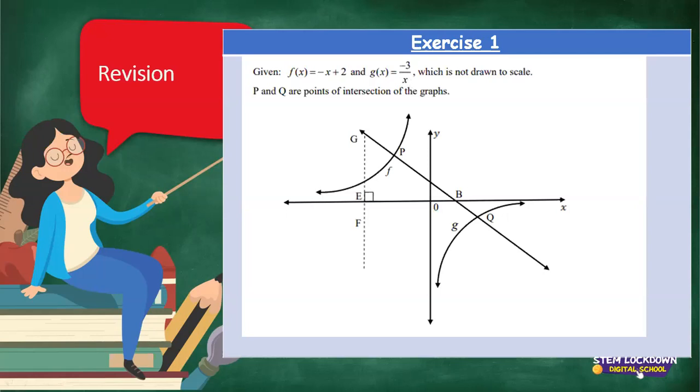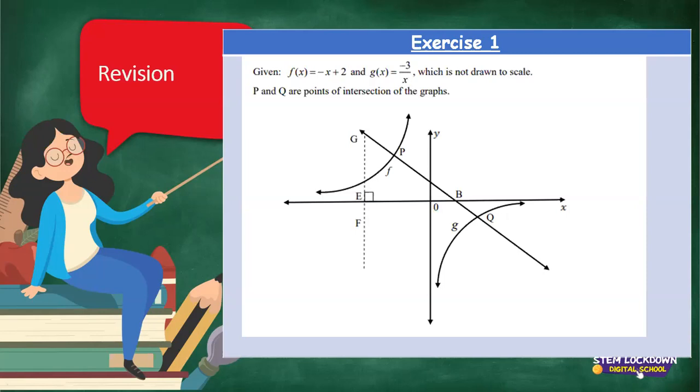P and Q are the points of intersection between the two graphs. They are intersecting at those points. So what we're going to do, we equate the two equations. Okay, we equate the two equations. So we're going to say minus x plus 2 is equal to 3 minus 3 over x. And then we try to solve for x. We try to create a trinomial.